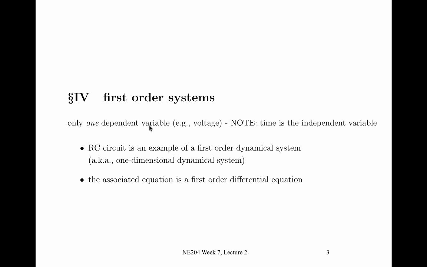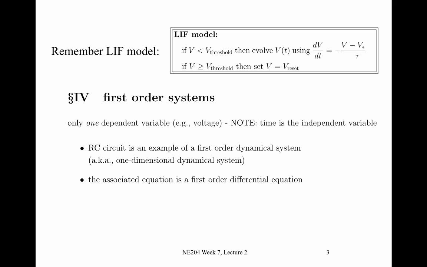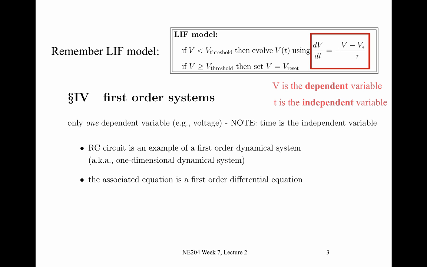As a concrete example of a first-order dynamical system, let's remember our leaky integrate-and-fire model. So here's our leaky integrate-and-fire model. We have these conditional statements, and then we have this expression, which we derive from the RC circuit. When the voltage is small enough, we evolve the voltage according to this first-order differential equation, or dynamical system. So let's focus on this first-order dynamical system. It has one dependent variable, the voltage, and we're interested in understanding how this voltage evolves as a function of time, where time is the independent variable. This evolution depends on the voltage itself, our target voltage, and a time constant.